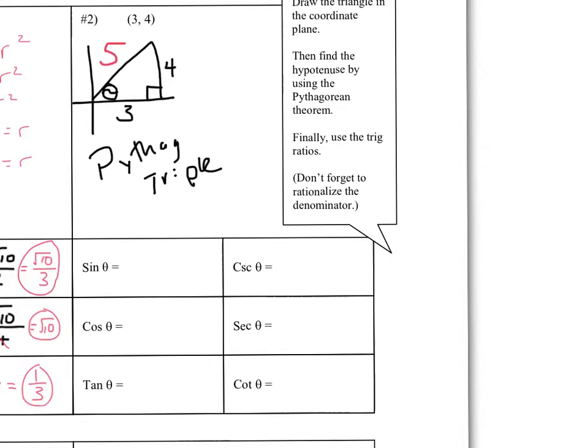Sine of theta is y over r, that's 4/5. Cosine of theta is x over r, that's 3/5. Tangent of theta is y over x, which is 4/3. Cosecant is the reciprocal of sine. Secant is the reciprocal of cosine. Tangent and cotangent are reciprocals, so we get 3/4. Fractions don't reduce, and they don't need rationalized.